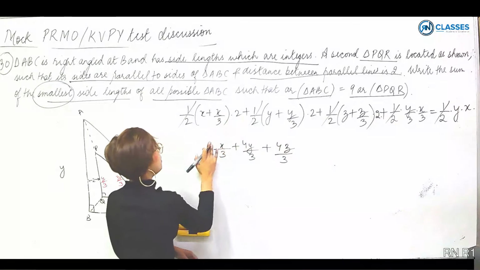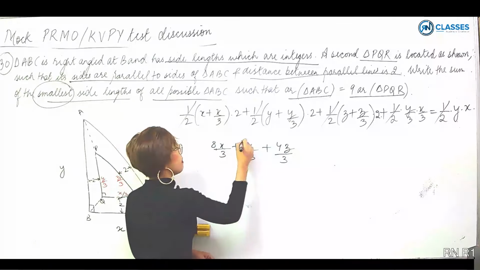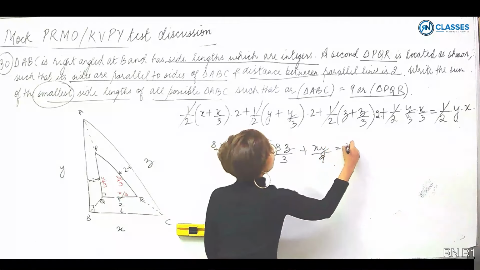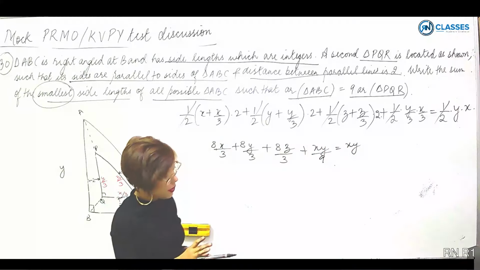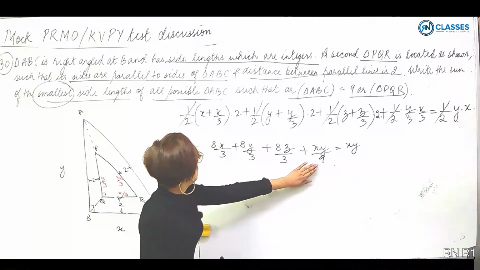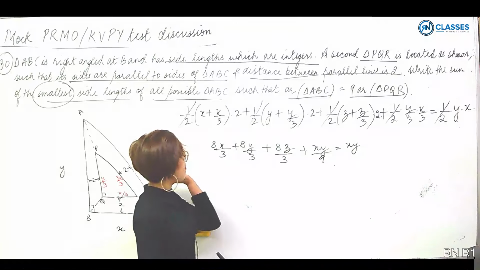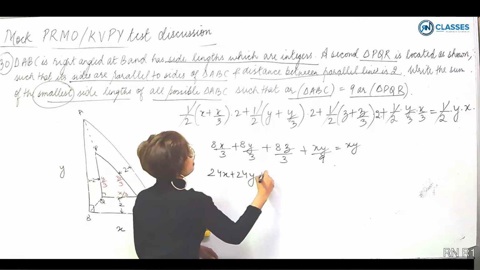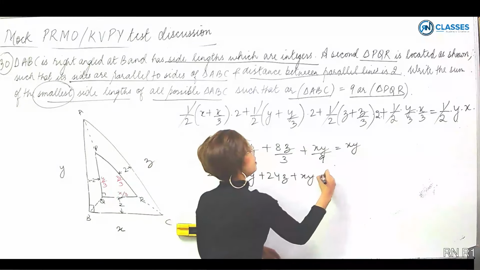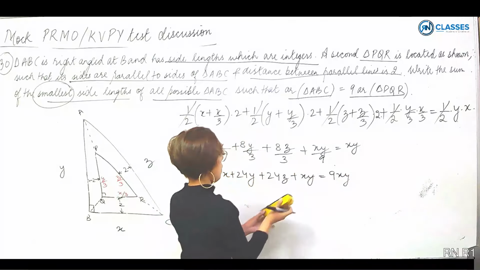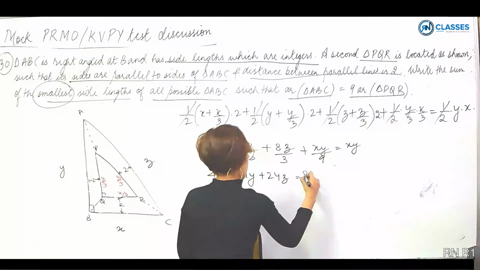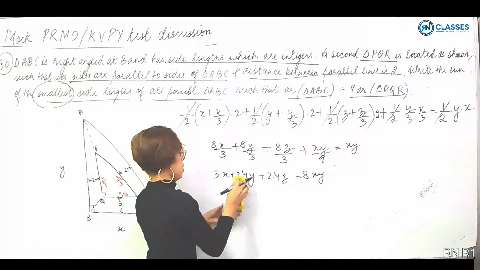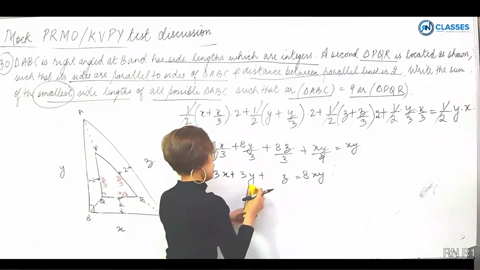So basically, this will become 8x by 3, 8y by 3 and 8z by 3 plus xy by 9 equal to x by. I don't like fractions, so into 3, into 9, I can multiply everything by 9, so I will get 24x plus 24y plus 24z plus xy equal to 9xy. Shift that to that side, so I will get 8xy. Obviously I cancel the factor of 8, so I'll get 3x, 3y, 3z, and 8 will disappear.